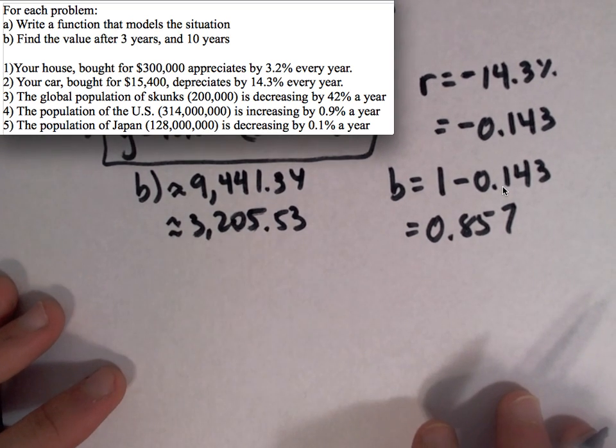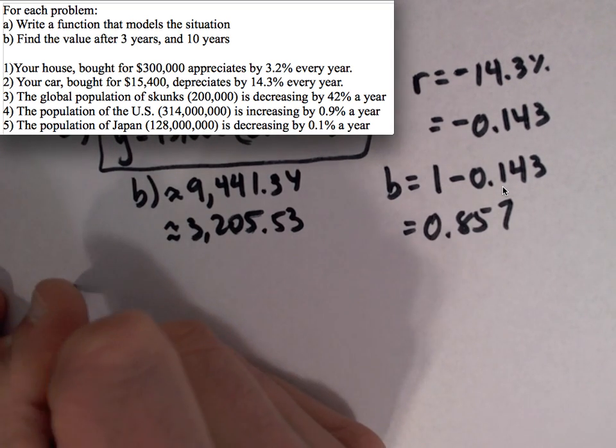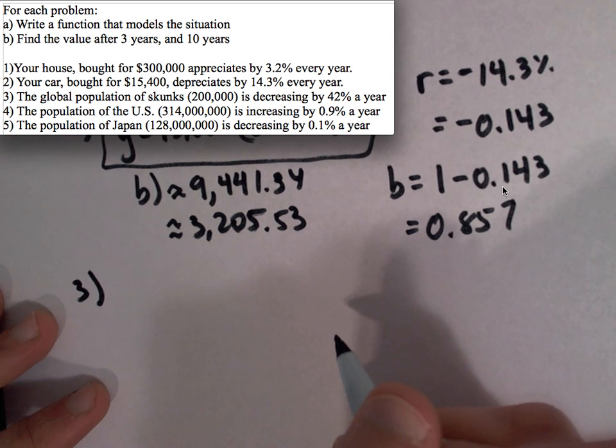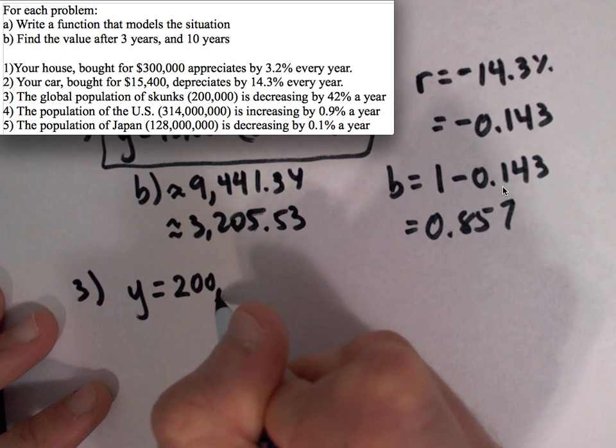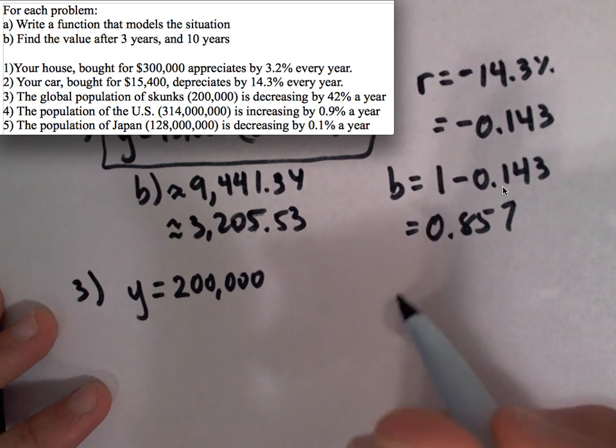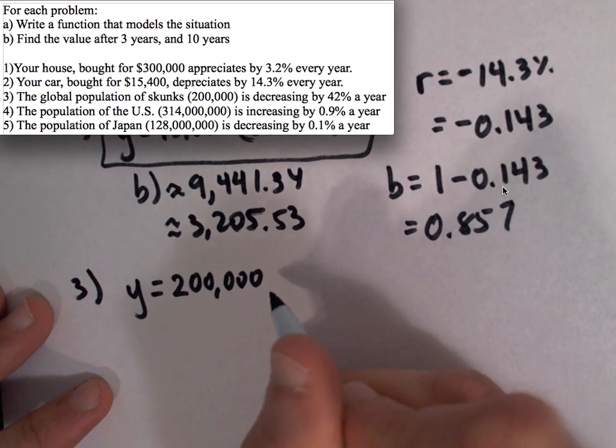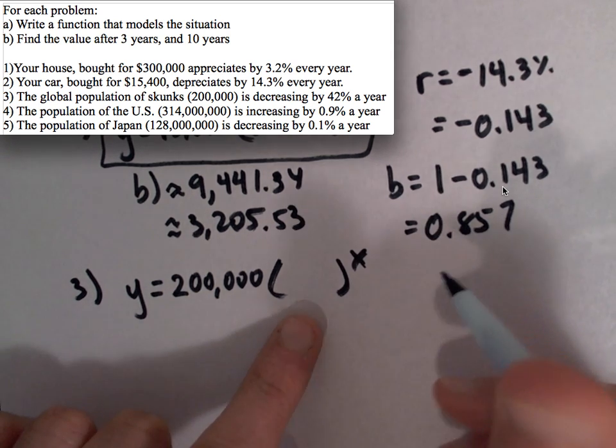Let's keep moving here. The global population of skunks. This is not true, I'm just making that up. Skunks is 200,000. 200,000, not dollars. 200,000 skunks, which would be a lot of skunks all together in one place. It's decreasing by 42%. So let's find our B here.